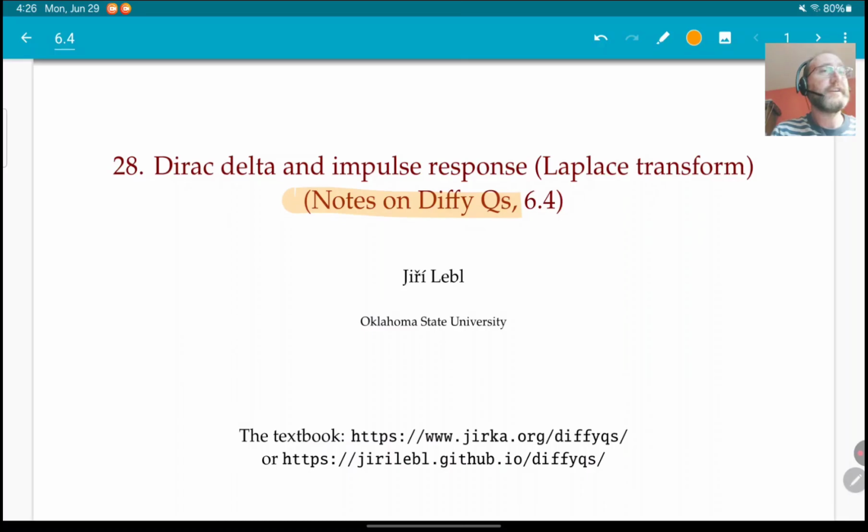In this course, what we're looking at today is the Dirac delta function and the impulse response. This is in the Laplace transform chapter, so that's the context in which we're looking at this.